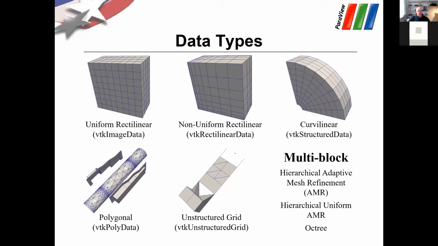Then, if you have unstructured data, you can use the data structure that is called polygonal, where you can have any kind of structure from, for example, finite element methods and stuff like that. It's also possible to have an unstructured grid, where you can combine a lot of different geometry in a single unstructured grid. So those are the 5 main data structures you can use.